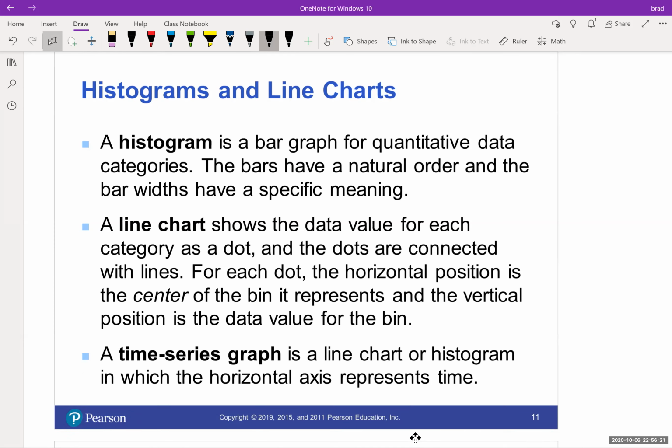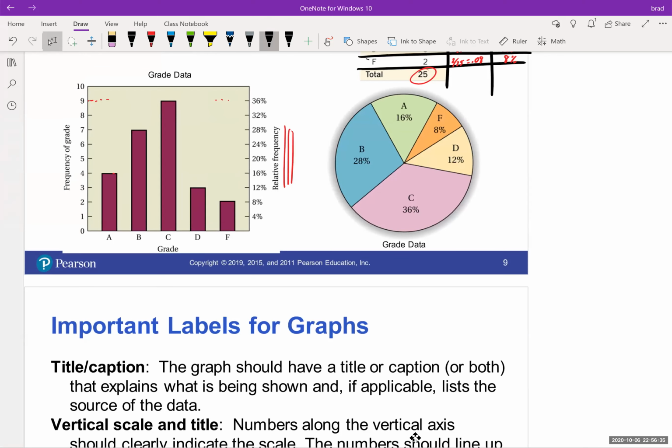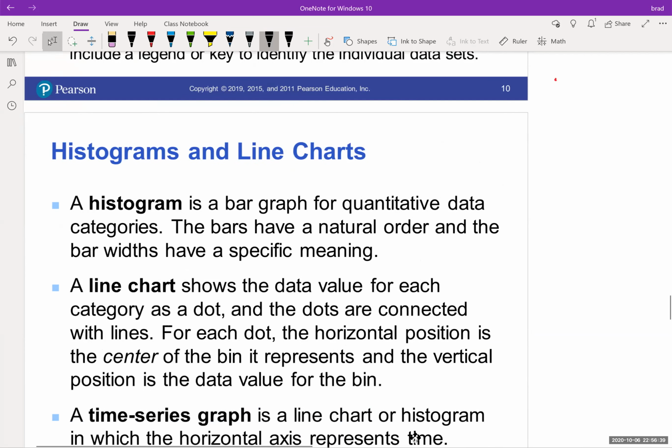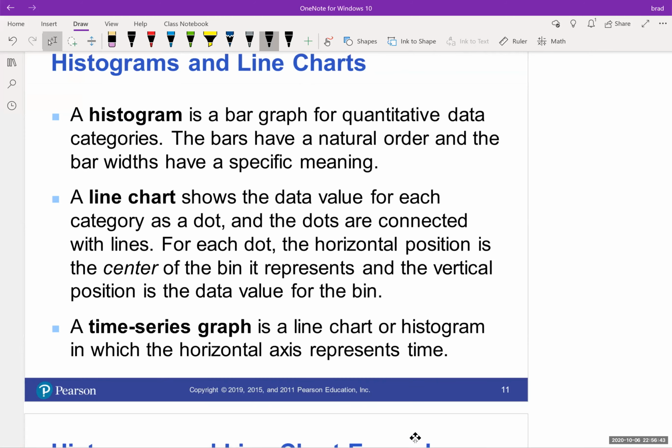It kind of looks like a bar chart, but normally they use classes and it's for quantitative data, not qualitative data. I shouldn't say normally, I think always. And histograms normally touch. So you see how a bar chart is separated? Normally with histograms, the bars touch each other and they're built one right after the other because all the classes, or all the bins, connect.